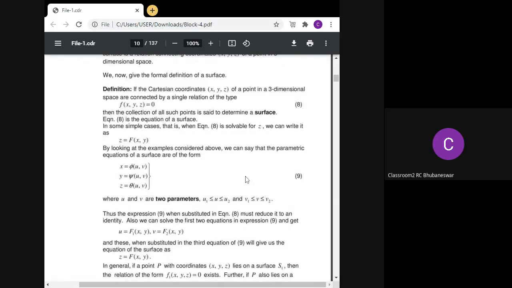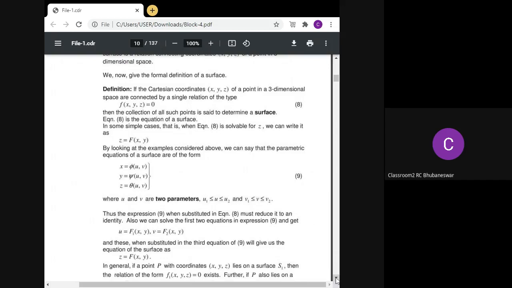The definition goes like this: if the Cartesian coordinates x, y, z of a three-dimensional space are connected by a single relation of this type, represented in equation number 8, f of x, y, z equals 0, then the collection of all such points covered by this function is said to be a surface, or the equation of a surface in space. Again, the equation can be rewritten in the form z equals capital F of x, y.